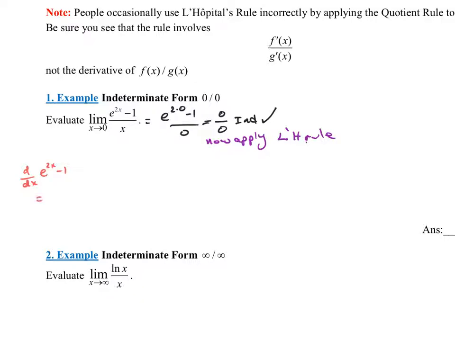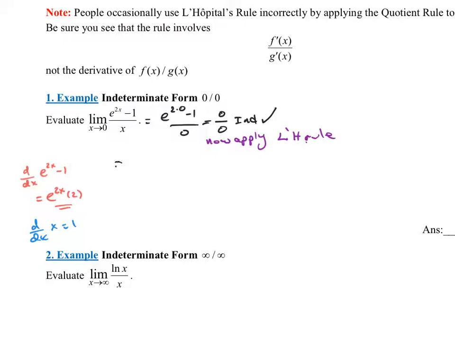Well, the derivative of e to the 2x is e to the 2x times the derivative of the exponent, which would be a 2. The derivative of negative 1 is 0. So that's the derivative of the top. Now I'm going to do the derivative of the bottom. The derivative with respect to x of x is equal to 1.